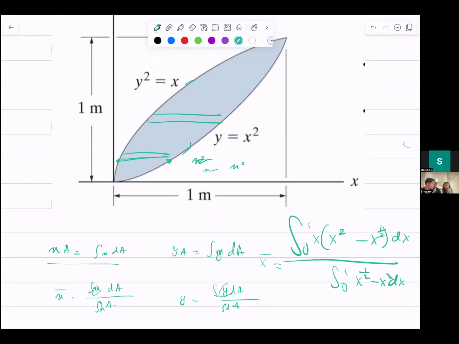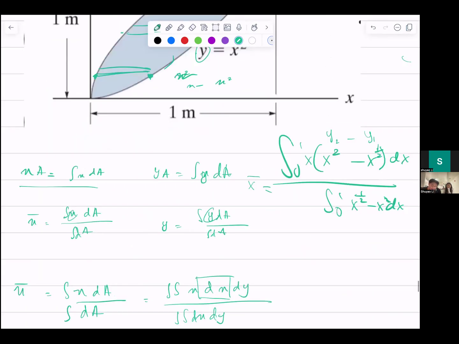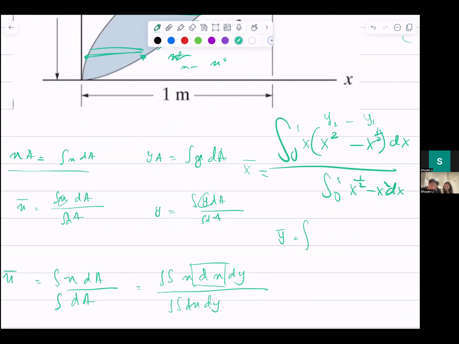You want it in terms of y, so it's y minus y squared. Basically, y2 minus y1. Give it to us in terms of y. All right. And then for the y, it's just going to be 0 to 1.